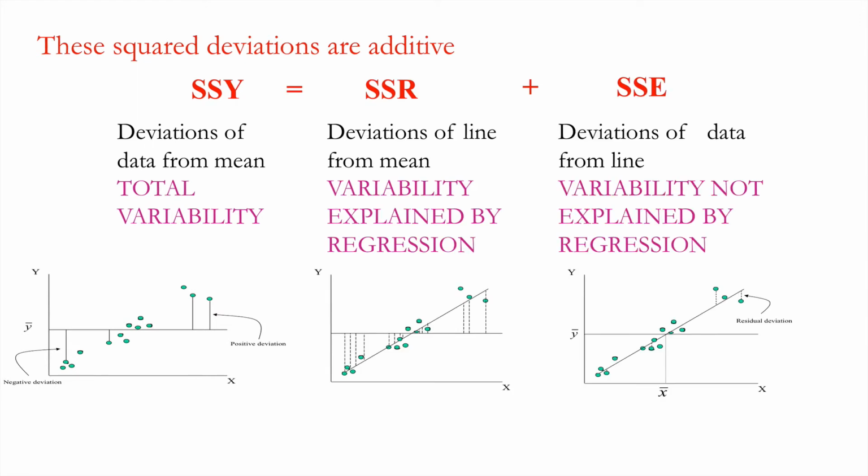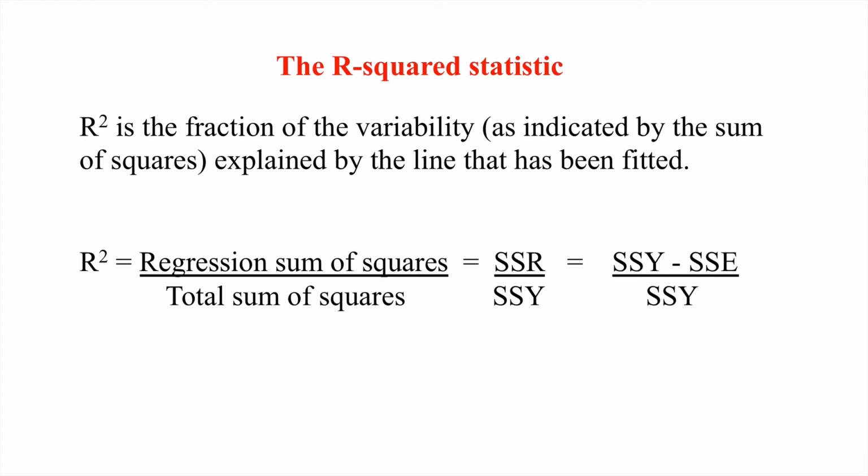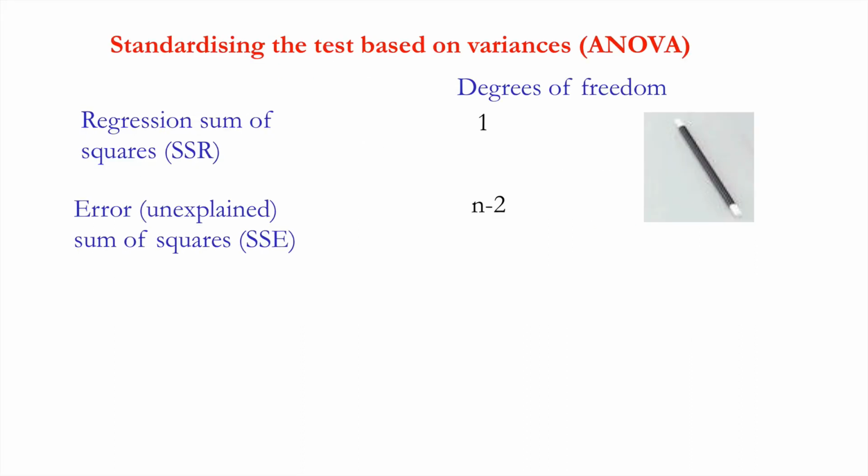The total variability in the data, as expressed in terms of sums of squares, is equal to the variability explained by the regression, plus the variability explained by error around that regression, i.e. not explained by that regression. So that's really neat. It turns out that simply knowing these sums of squares allows us to calculate something called the R-squared statistic. This is the proportion of the variability in our data, as expressed with sums of squares, that is explained by the line that's been fitted. So R-squared is a nice measure of the degree to which the model explains the variability in our data.